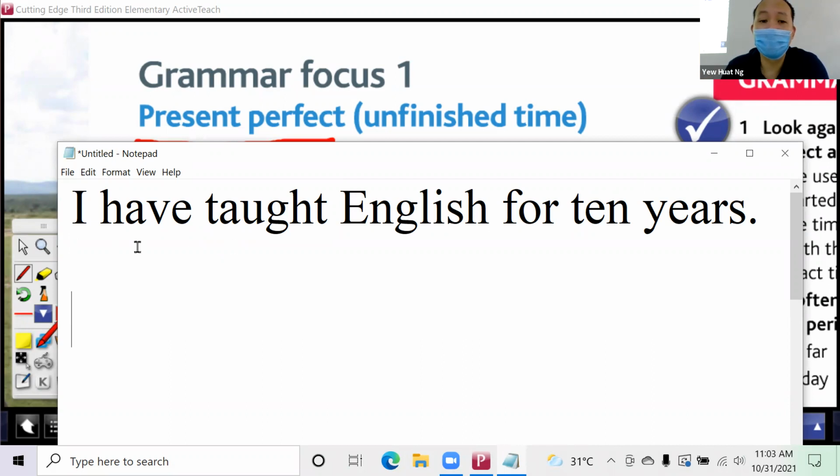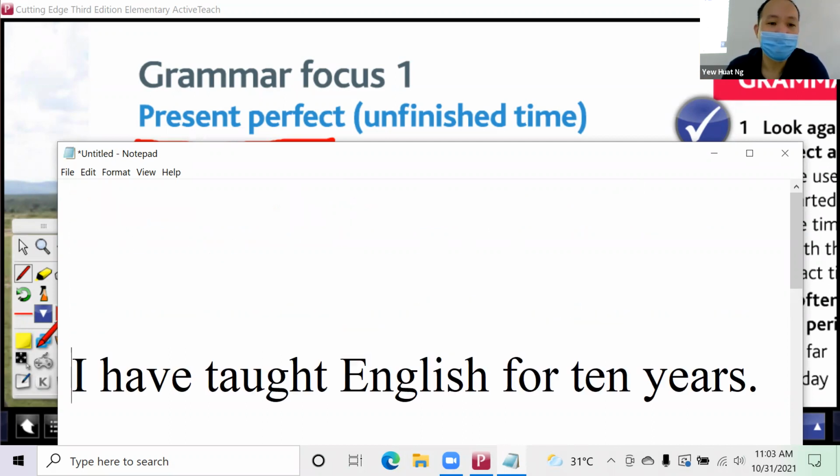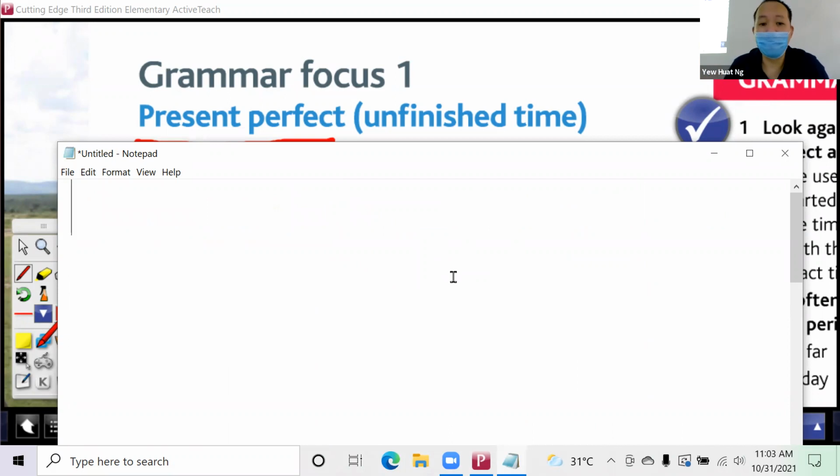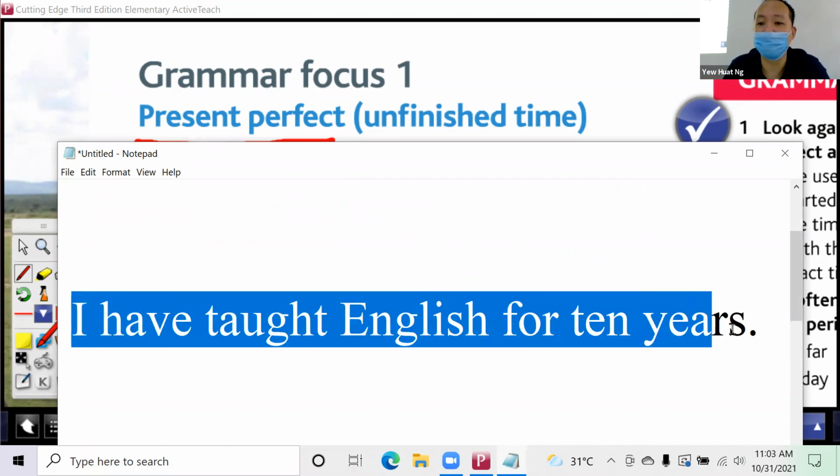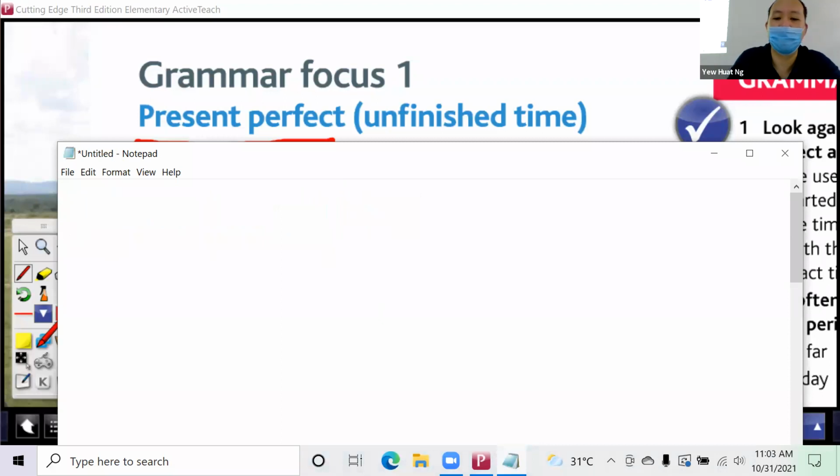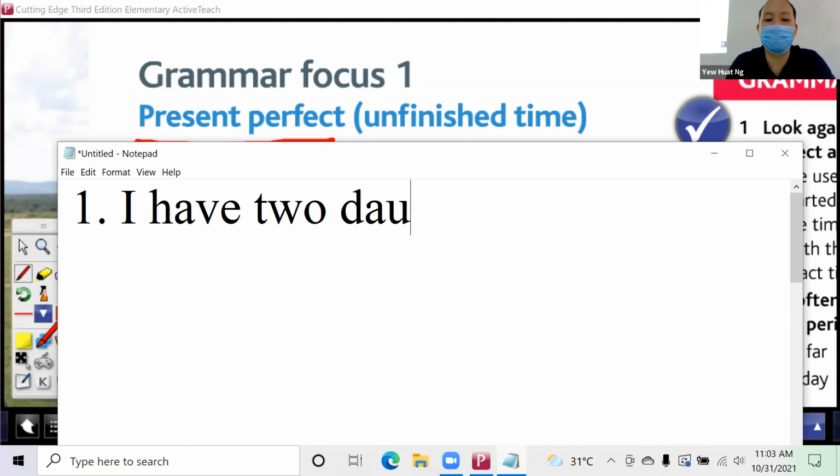Okay, no. So again, I'm sorry. One more time, before I go into this sentence, I have taught English for 10 years, I want to talk about the basic meanings for have. What is have? In English, I have three meanings for have. Number one is something that is mine. For example, I have 2 daughters. Have. It's mine. Clear?